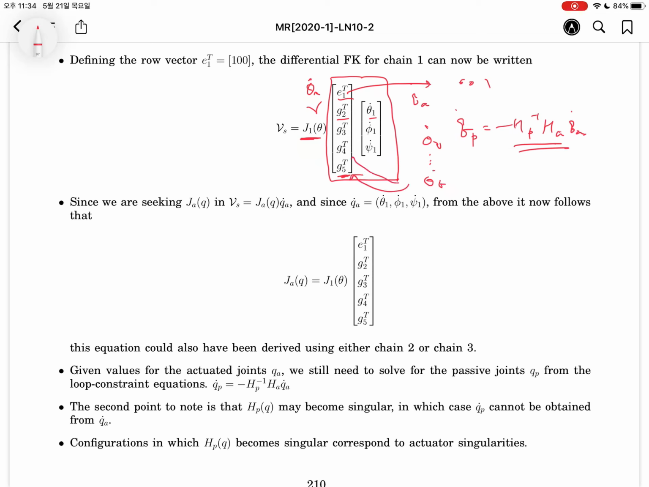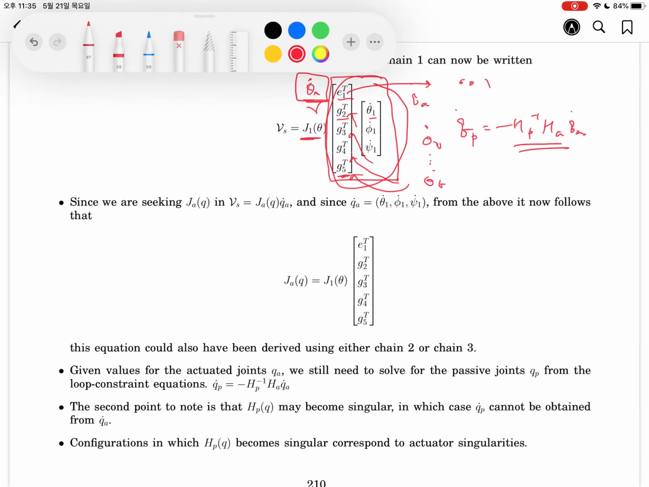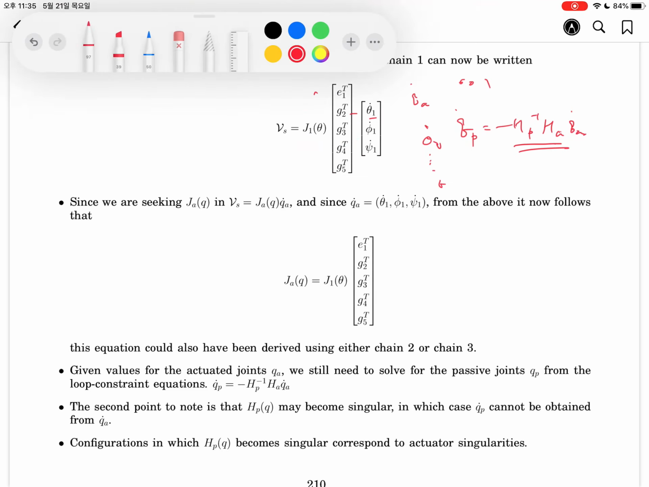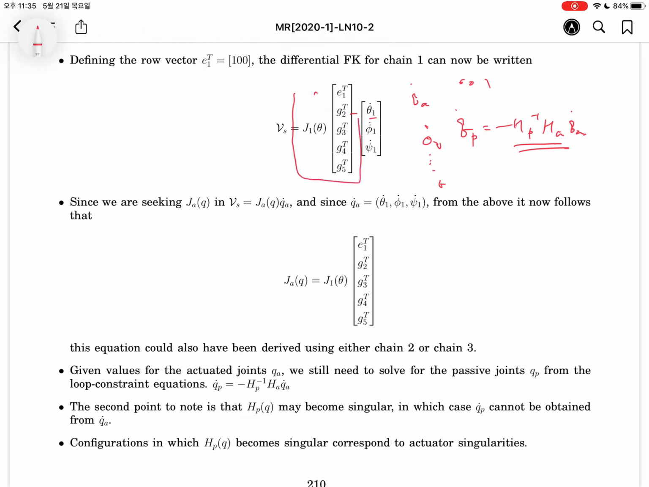It will be applied to here and here and here and here. So by extending the theta dot using the active joint, the active joint Jacobian will be obtained by multiplying two matrices. So these two matrix multiplications can be replaced with the JA.